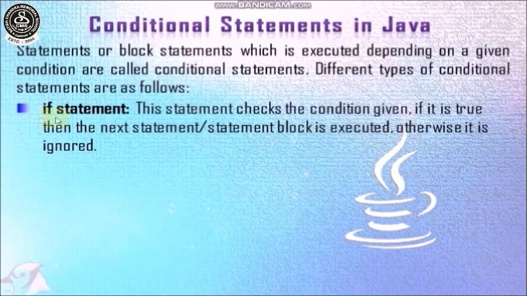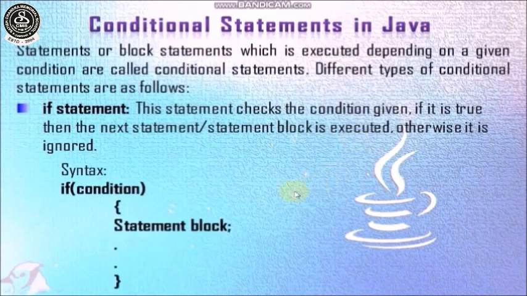First one is the if statement. This statement checks the condition given. If it is true, then the next statement or the statement block is executed. Otherwise, it is ignored. So here's the syntax: if, then the condition within this pair of parentheses, then the curly braces mark the beginning of the block or the statement block, any number of statements, then the closing of the curly braces marks the end of the block.